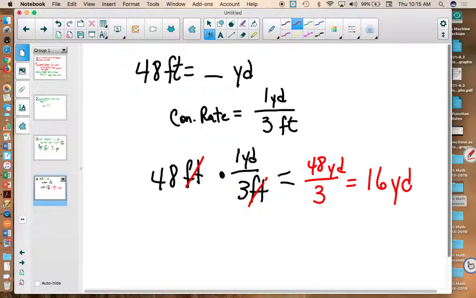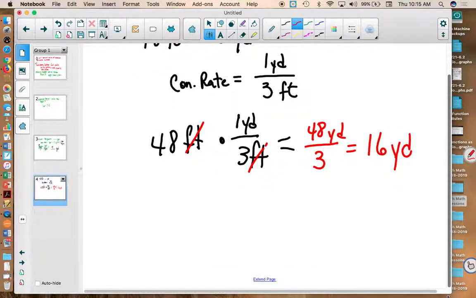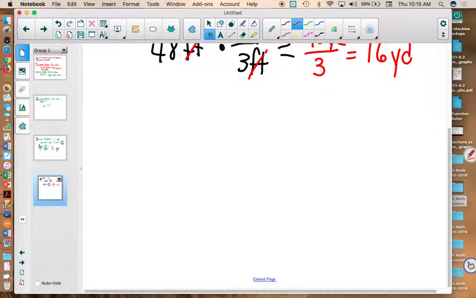Does that work? Does that make sense to you better? Yeah. Okay, but I'm multiplying it by 1 yard. Okay? All right, let's try another one. I want everybody to write down the conversion rate of this one. What if I said 7 pounds, we're going to convert 7 pounds equals how many ounces?